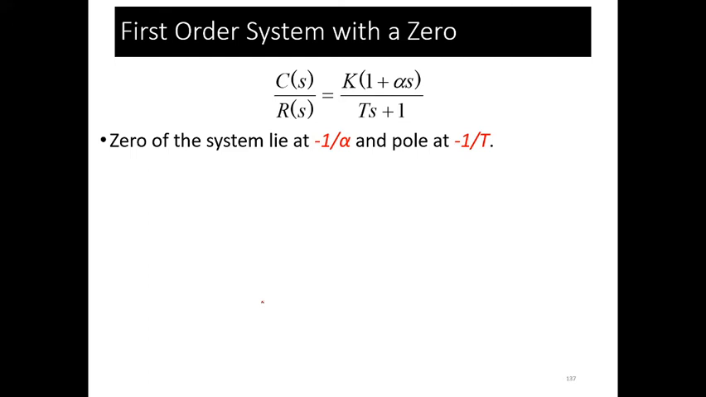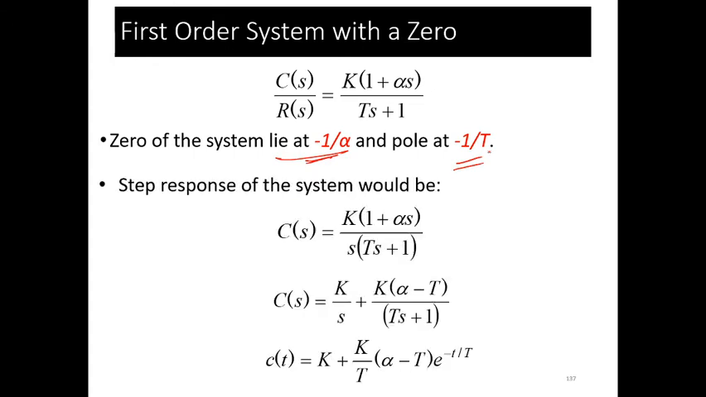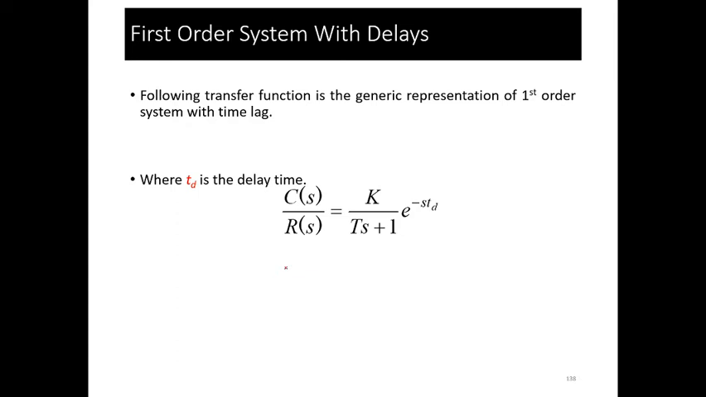Okay, so this is the first order system with a zero. Here the zero of the system lies at minus 1 by alpha, and the pole is lying at minus 1 by tau. So you can also calculate the response of the system in the same way using partial fractions. Now the important point.